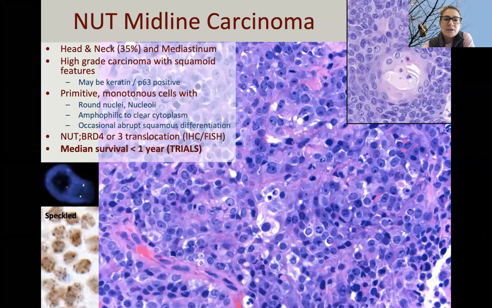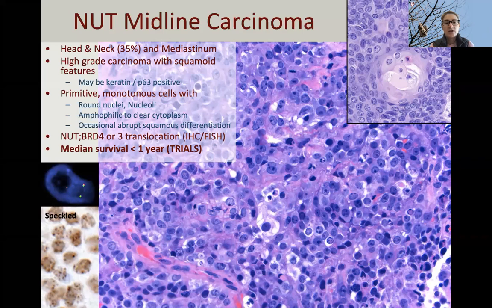I will say an additional word on NUT carcinoma because it's pretty rare, but very aggressive. It can happen anywhere in the body. It used to be called NUT midline because it was thought to only occur in the midline, like head and neck, mediastinum. But now it's thought to potentially arise anywhere, even though the most common site of origin is still the midline of the head and neck and the mediastinum.